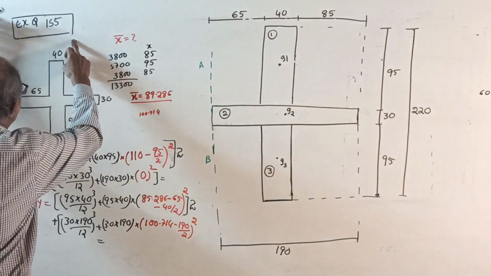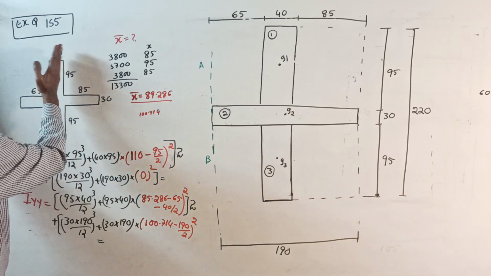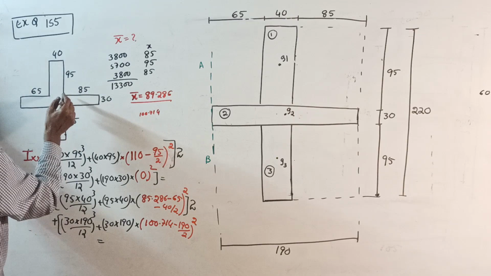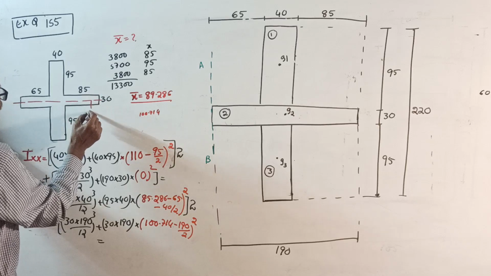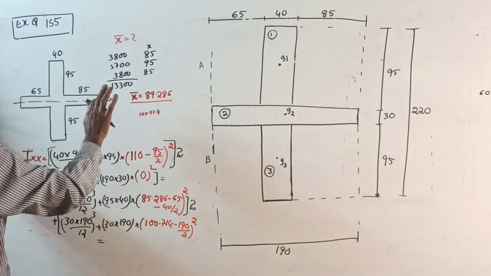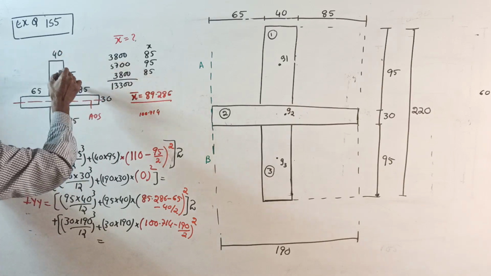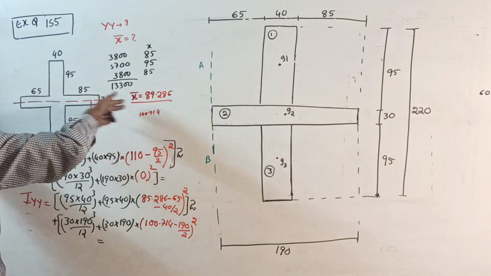So 155, see here, 95, 95, equal. Same offset. So write a note here: this is perfectly symmetrical about x-x, axis of symmetry. So x-x is not required to be located by calculation. You have to locate only the y-y axis. So you require x bar.